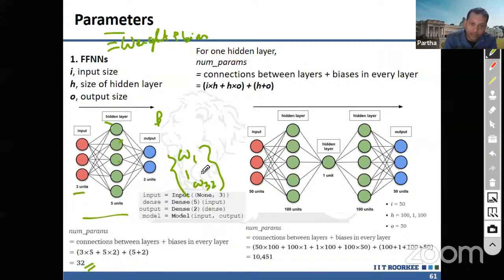How to adjust these weights in this architecture? We need to adjust 32 weights. If my architecture is something like this, you have these inputs, first hidden layer, second hidden layer, third layer, and then output. How many weights will be there? 100 units, 50 units, 50 into 100, then 100 into 1 plus 1 into 100 plus 100 into 50, and then you have the bias, 100 plus 1 plus 100 plus 50. So if you consider, there will be 10,451 weights in this architecture.